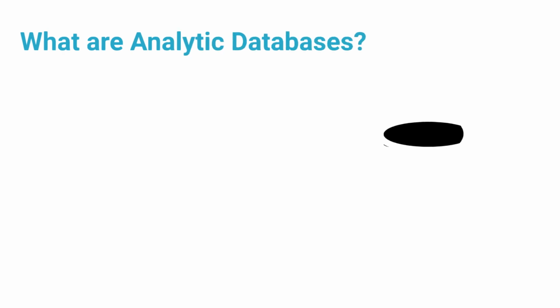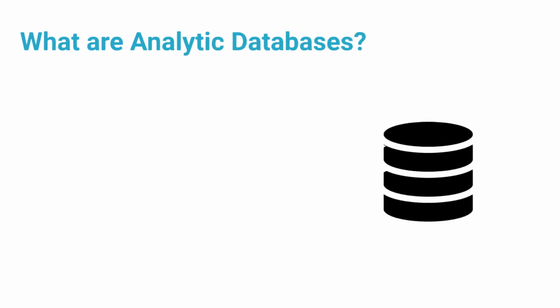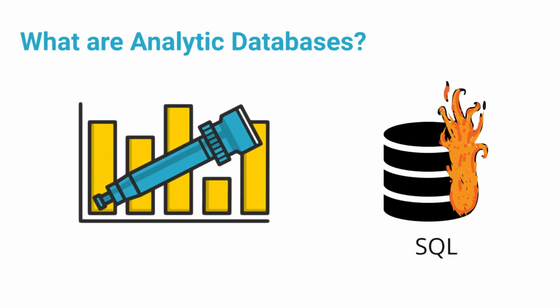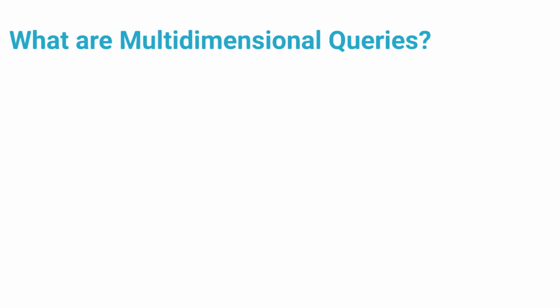Most of us are familiar with relational databases. They're great for general-purpose reading and writing, with strong guarantees like durability and consistency. But when we need fast, large-scale analysis, like identifying patterns across time and location, we turn to analytic databases. Analytic databases are designed specifically for fast reads of historical data, enabling us to answer complex, multidimensional business questions with ease. What exactly are multidimensional queries?